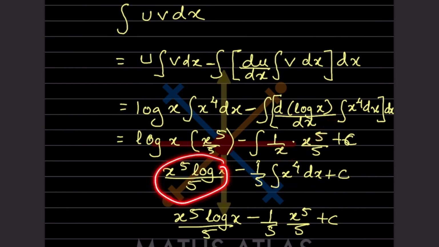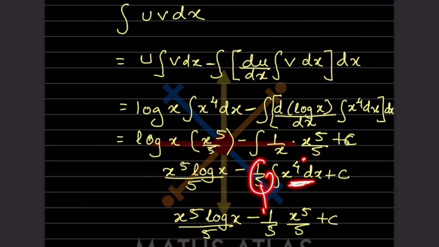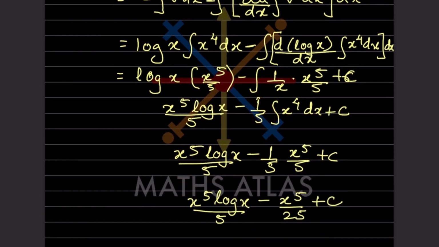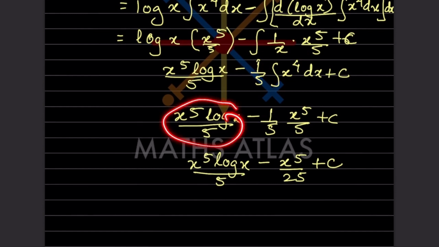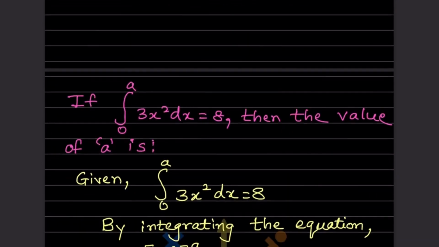So now this will be as it is, minus 1 by 5 also as it is. When you take the integration of this one, that will be x to the power 5 divided by 5 plus c. So keep this as it is. When you multiply this into this, that is going to be 25, and this will be x to the power 5. So we write this as it is, and minus x to the power 5 divided by 25 plus c. So this is the answer.